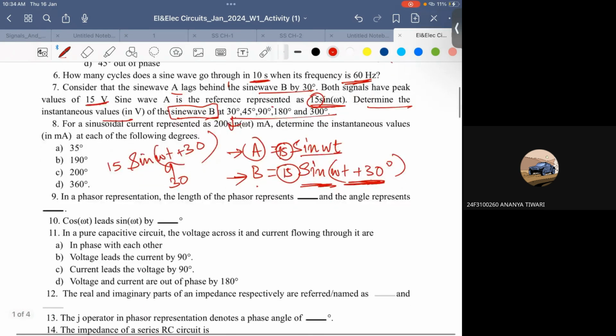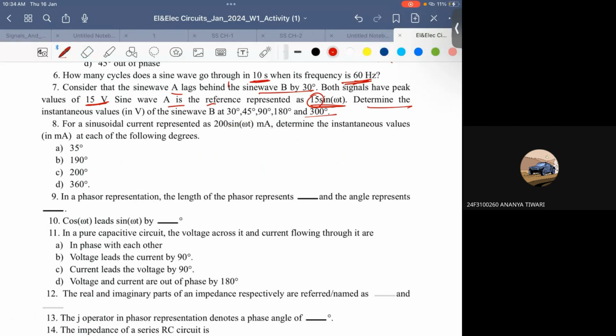The same thing you have to repeat for the eighth question also. The eighth is also pretty simple. You have been given a sinusoidal current represented in this form, and you have to determine the instantaneous value.